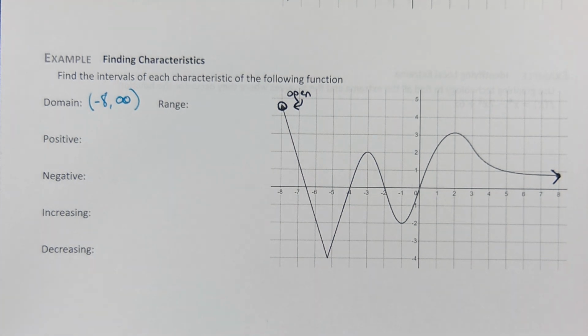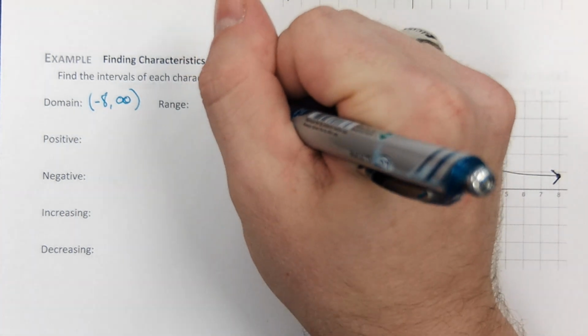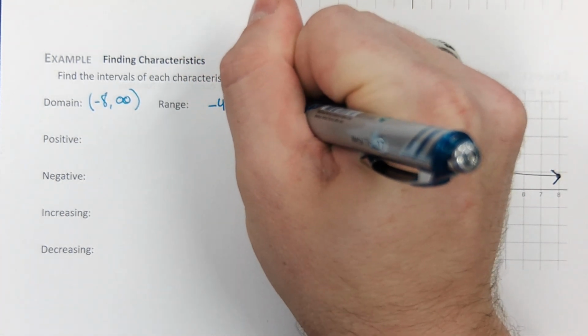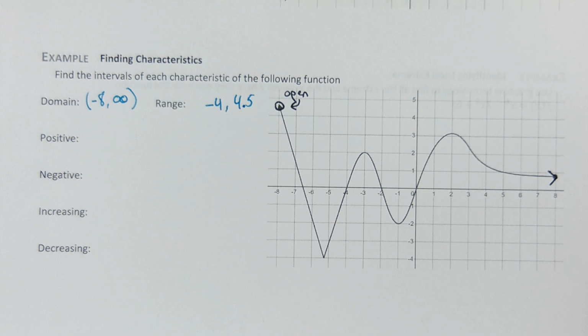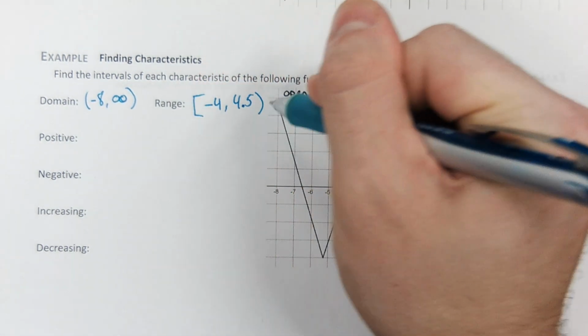And I'm going to remind you, intervals always go from small to big. The range? That's domain. Estimate it. Don't worry about it. Sure, let's call it 4.5. Where do I go? Brackets, parentheses. You said negative 4 to 4.5. Yes. Just like that.